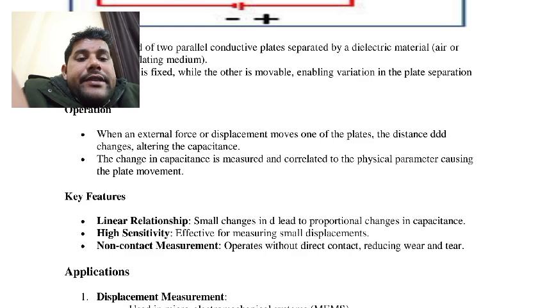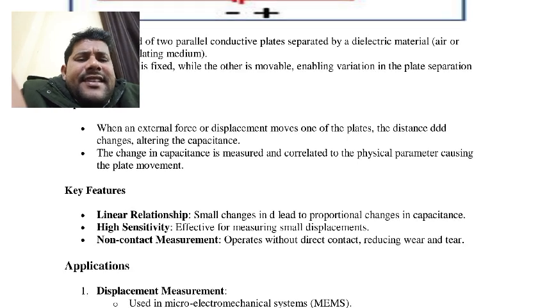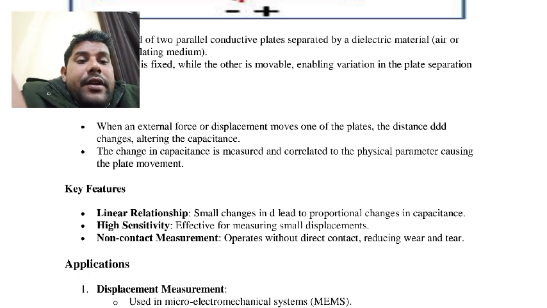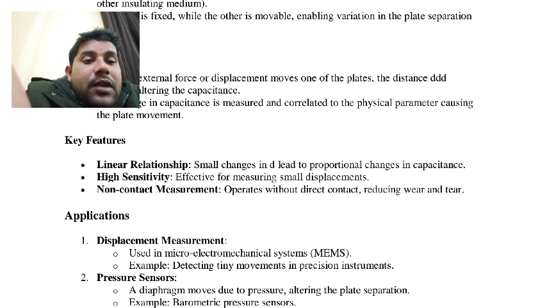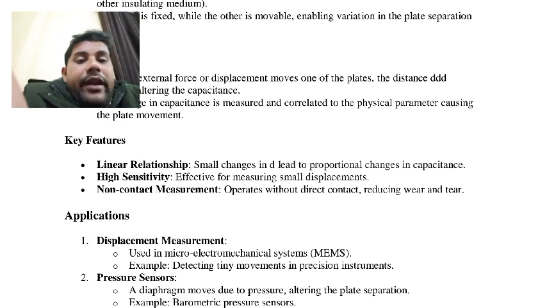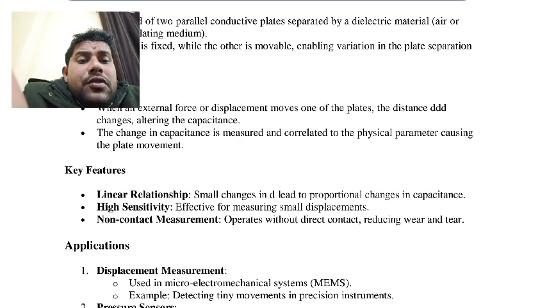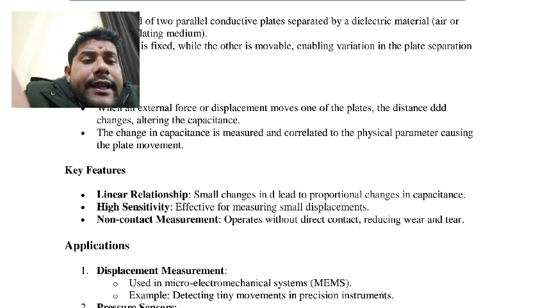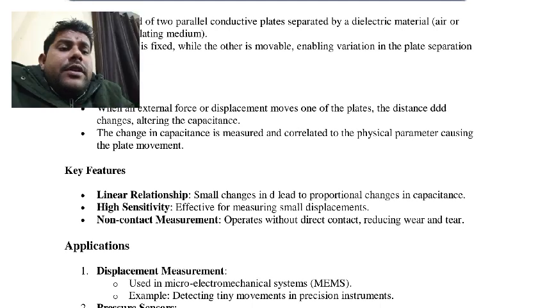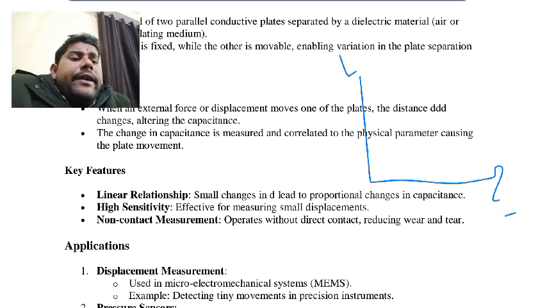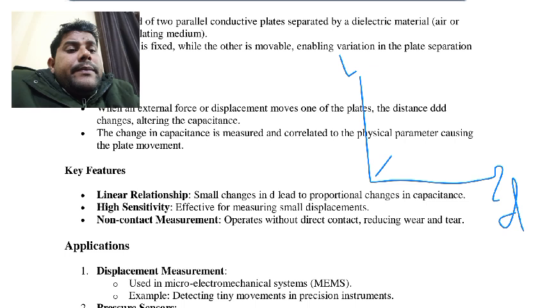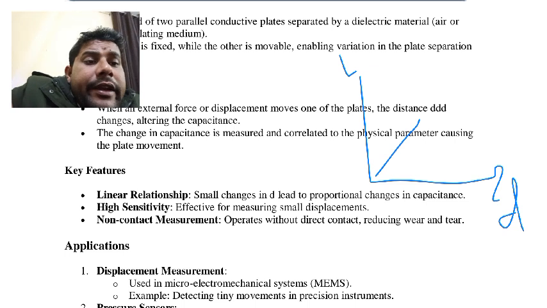Key features: linear relationship. A small change in d leads to a proportional change in capacitance. High sensitivity, effective for measuring small displacements. Non-contact measurement without direct contact, reducing wear and tear. Suppose we draw capacitance C against displacement d. For small changes, this must be linear.